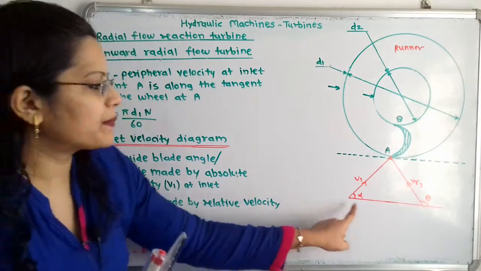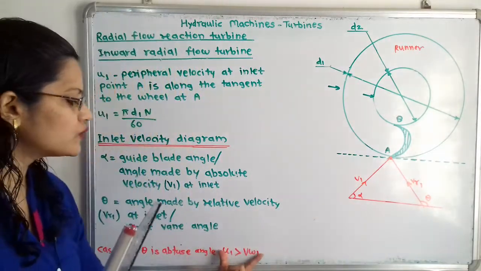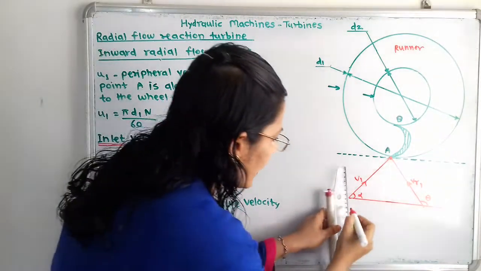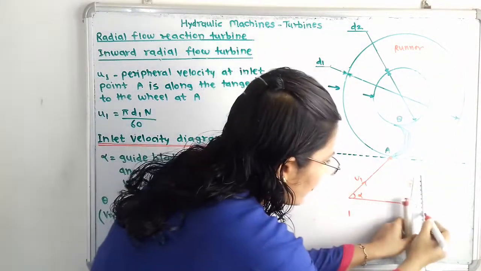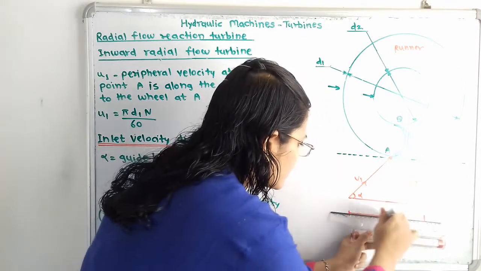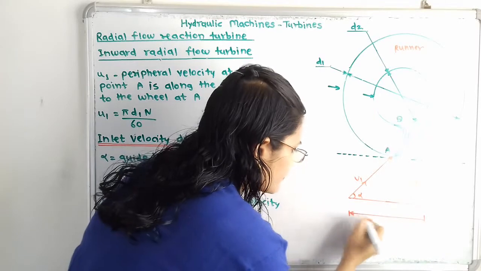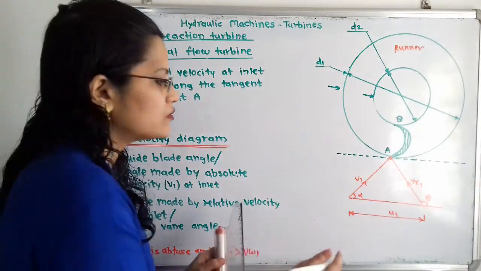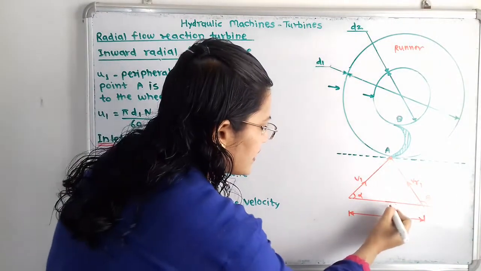So what is happening in this case? In this case U1 is greater than VW1. So from this starting point to the end point I have to show U1, because here U1 is greater. Now how to define VW1? VW1 is less than this U1.